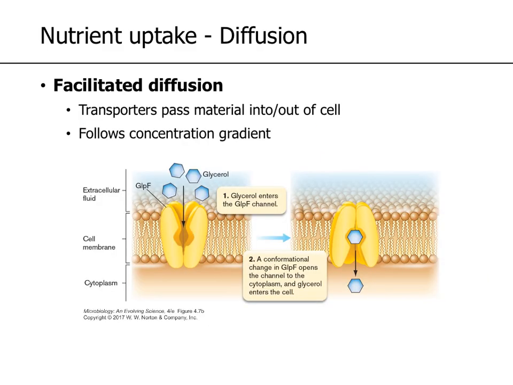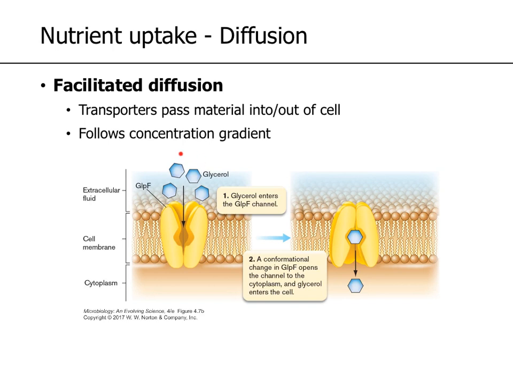Okay, so the first one that we're gonna learn about is facilitated diffusion. So diffusion is just molecules moving in past the membrane, but it's always moving down its concentration gradient, right? And so in facilitated diffusion, it's moving down the concentration gradient, and this actually doesn't require any energy.